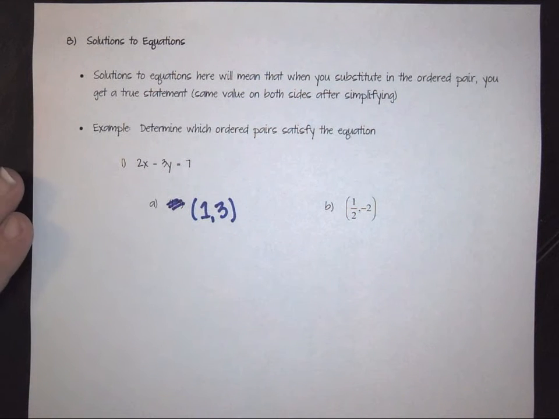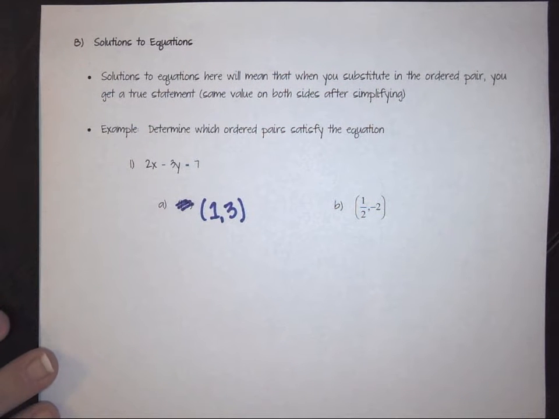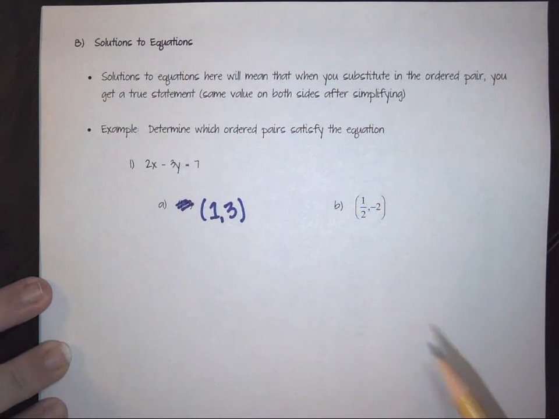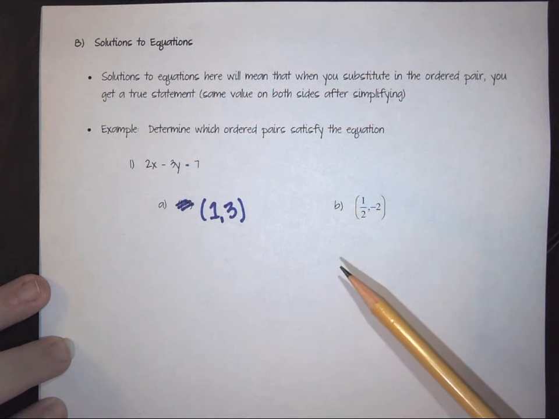Here I'm going to talk about solutions to equations. So what exactly does it mean in terms of ordered pairs? We are going to look now at equations that have two variables, and we are going to use an ordered pair, and we are going to try and determine if that specific ordered pair satisfies your equation, meaning it is a solution.